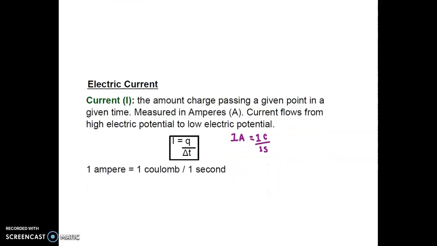The last topic for today is electric current, the flow of electric charge. So current, I, is the amount of charge passing a given point in a given time. Measured in amperes, current flows from high electric potential to low electric potential. So current, I, is Q, the amount of charge in coulombs, divided by delta T, the time interval in seconds. So I is measured in amperes, so 1 ampere is equivalent to 1 coulomb per second.